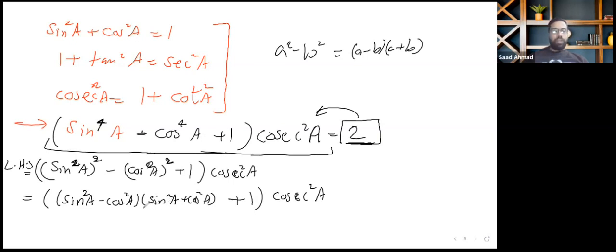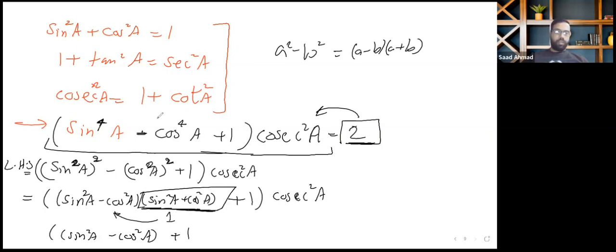As I told you with the identity before, sine squared a plus cos squared a is 1. This thing is 1. So 1 times the sine squared a minus cos squared a stays the same. So we will have sine squared a minus cos squared a, plus 1, and then we are multiplying it with cosecant squared a.